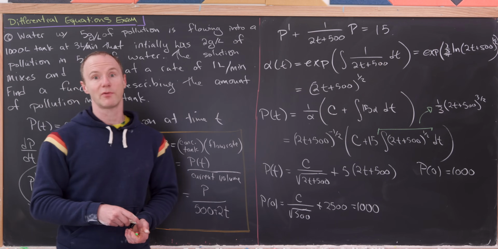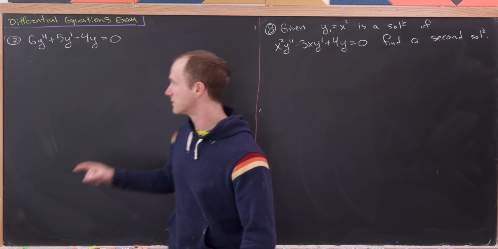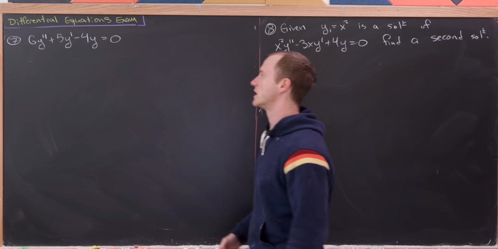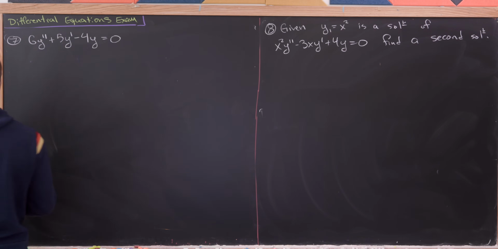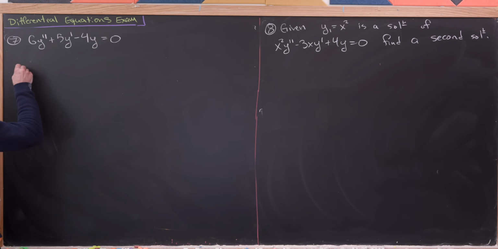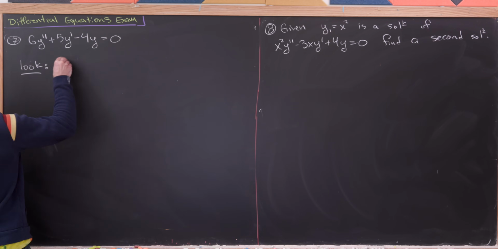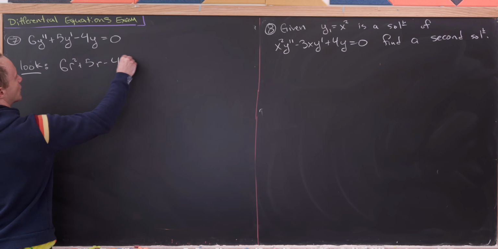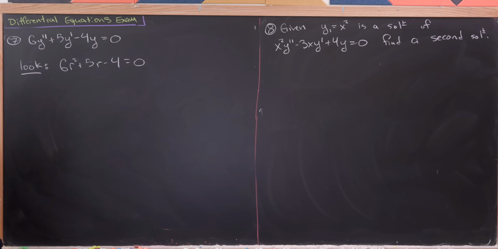Okay, so just a couple more. All right, we've got two more. So the first is to find the most general solution to the differential equation 6y double prime plus 5y prime minus 4y equals 0. So of course, here we're going to look at the associated polynomial, which is 6 times r squared plus 5 times r minus 4 equals 0, and look at its roots.